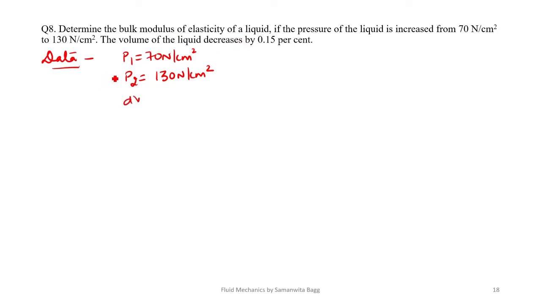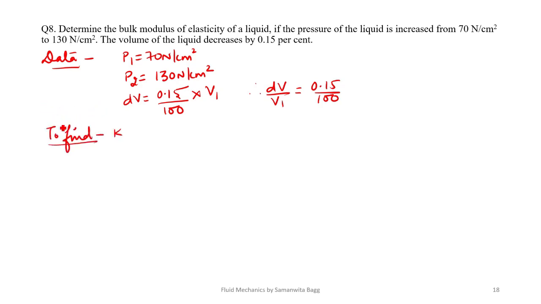The volume of the liquid decreases by 0.15%. So I can say that dV is decreasing by 0.15% of the original volume. Therefore dV upon V1 is going to be 0.15 upon 100. I need to find bulk modulus K. For the solution part, I can say K is dP upon dV by V1. Now dP is P2 minus P1. This dV upon V1 is directly known from here, 0.15 upon 100.